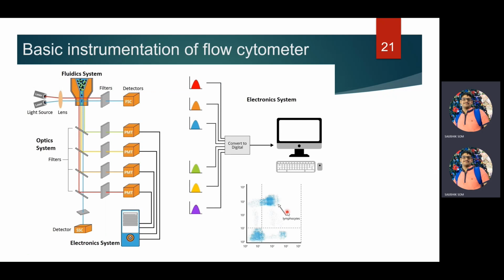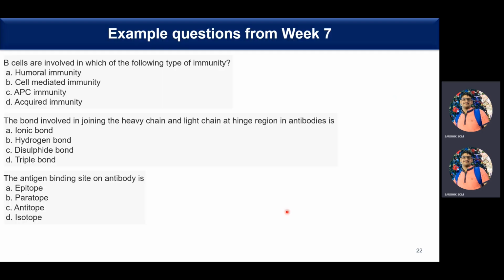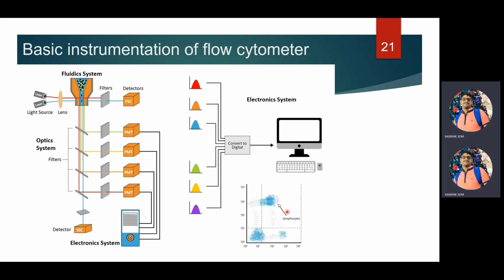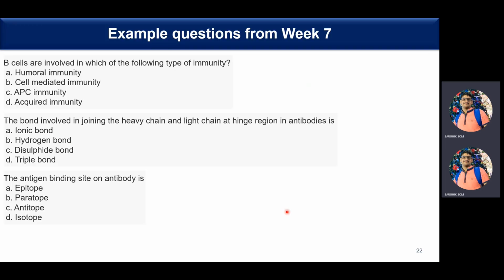And yeah, so again I am just covering the basic instrumentation, I will not go further. And yeah, so we'll move to the questions. Okay, so B cells are involved in, of course B cells are involved in humoral immunity because they produce antibodies, and we have already discussed this, so I am not going to discuss it anymore. Okay, so humoral immunity.